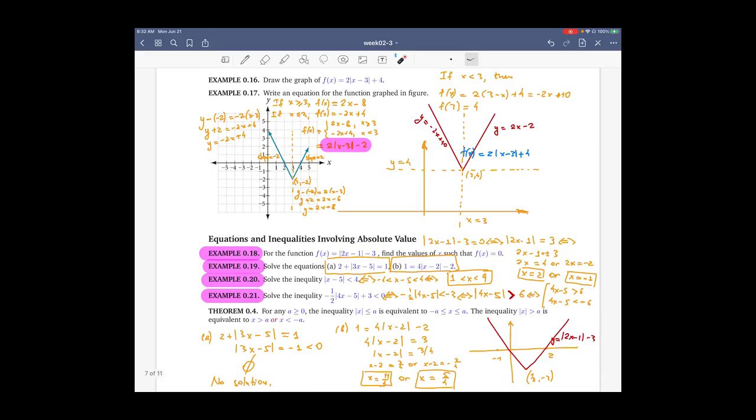All right, this finishes this topic. The next and last topic in week 2 is quadratic functions.